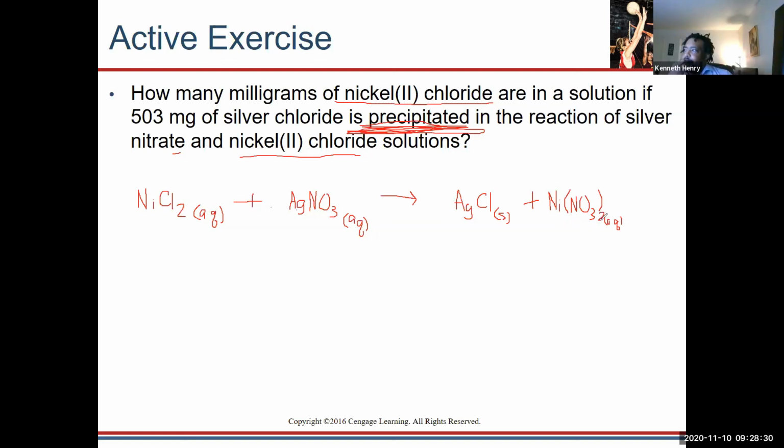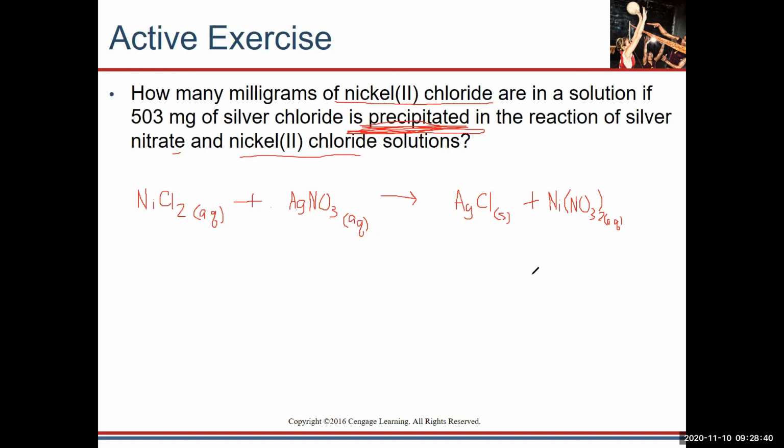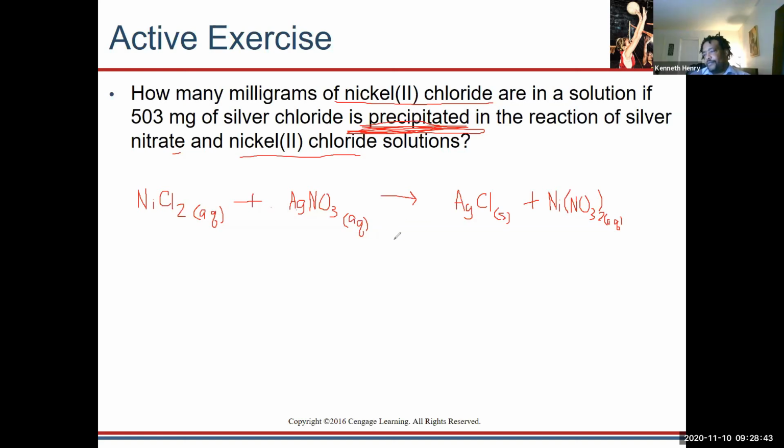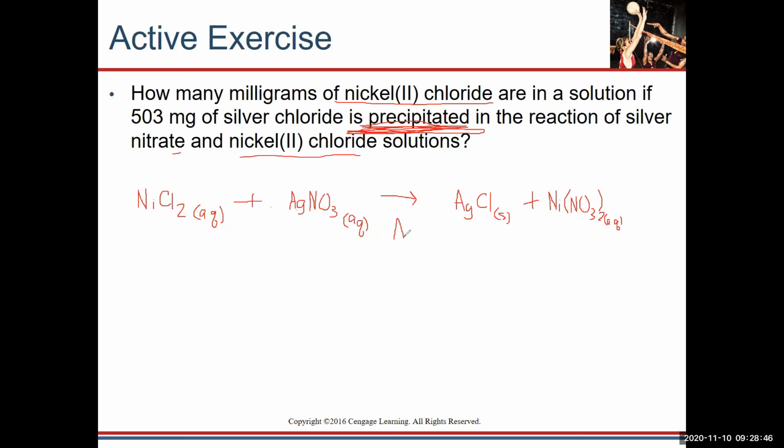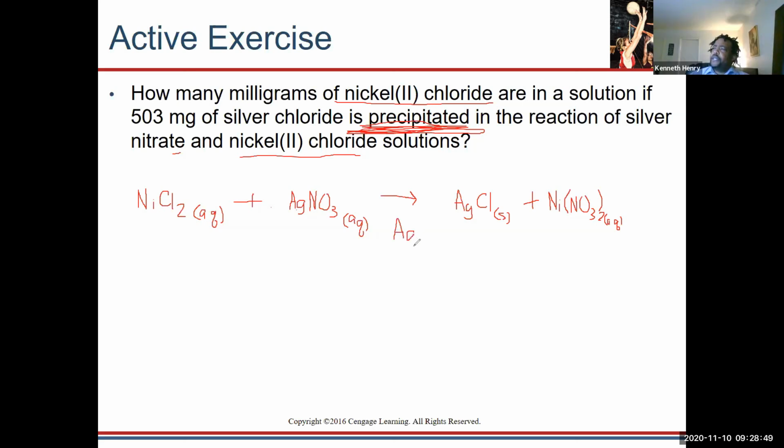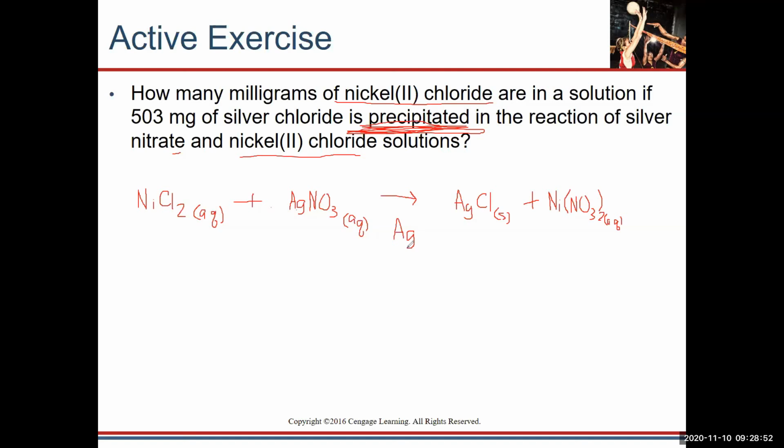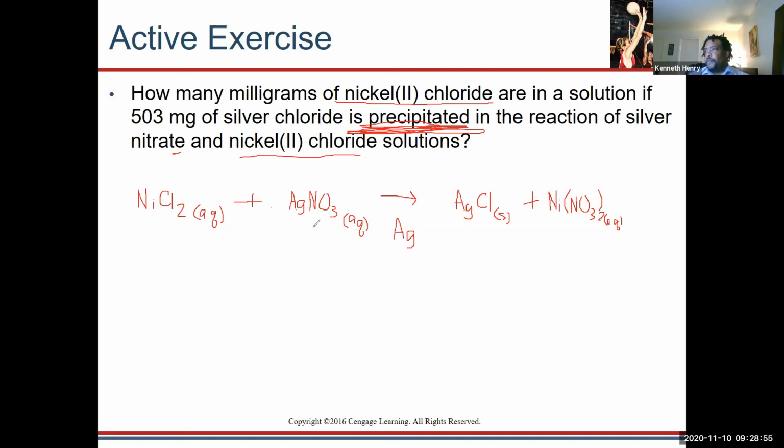Okay. Is it balanced? No. So how do I balance it? Write out all your products and reactants. What type of reaction is this, by the way? A double replacement reaction. Since our polyatomic ion moves together all the time, we don't have to separate it, so we can write it as NO3 when we're doing our balancing act.